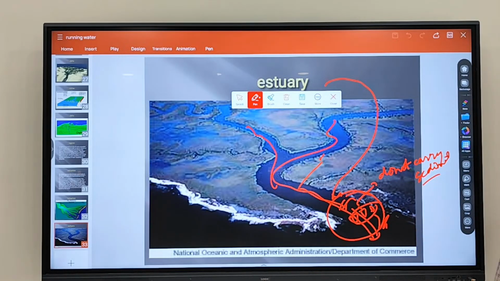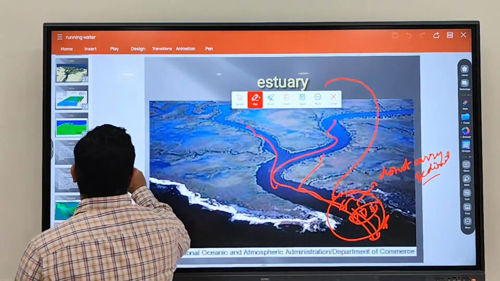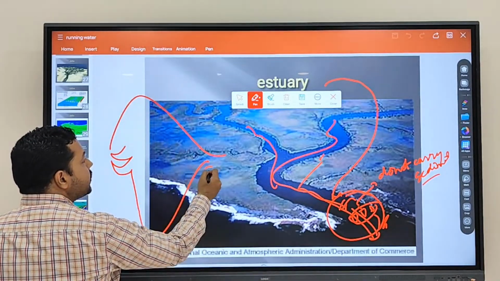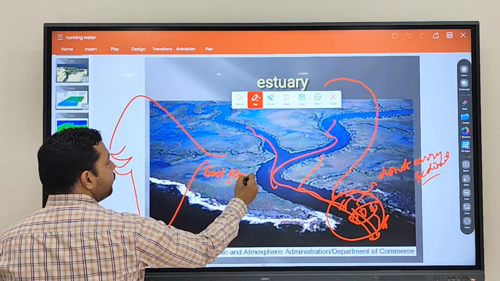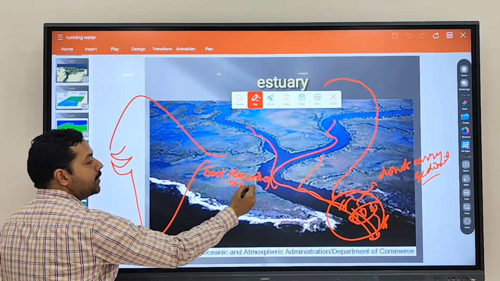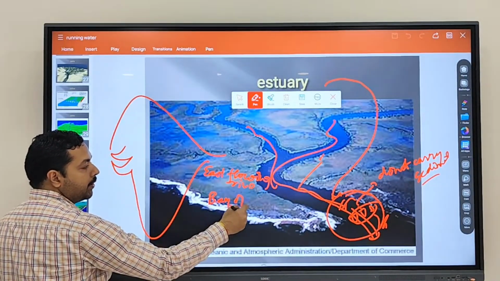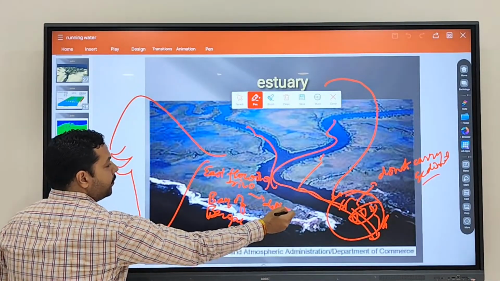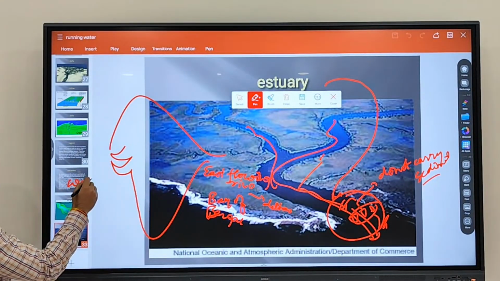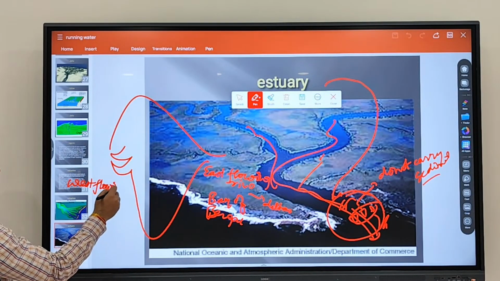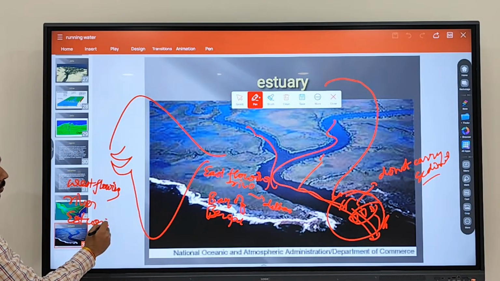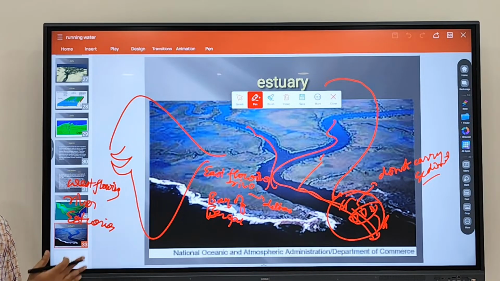That's why in India we say that the east flowing rivers, that are flowing east and joining the Bay of Bengal, are forming deltas, but west flowing rivers are forming what? Estuaries. West flowing rivers are forming estuaries because they do not carry much sediment.